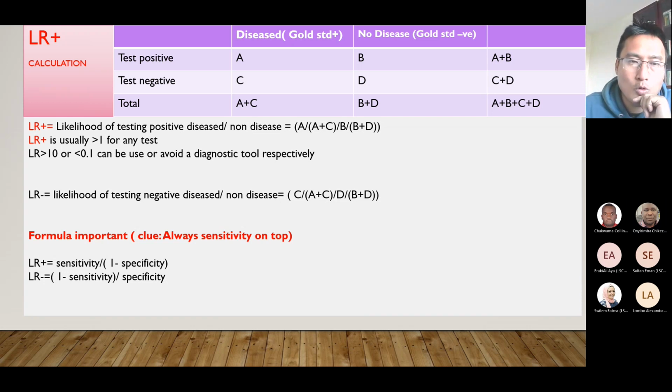Likelihood ratio negative is 1 minus sensitivity divided by specificity. Remember, no matter whether positive or negative, sensitivity is always on the top and specificity is always on the bottom. If it is positive, the minus 1 is for the specificity. If it is negative, the minus 1 is for the sensitivity. Unfortunately, you have to remember the formula. What I would advise is, in the morning before the exam, try to look at all the formulas. Before going to bed, try to look at all the formulas.